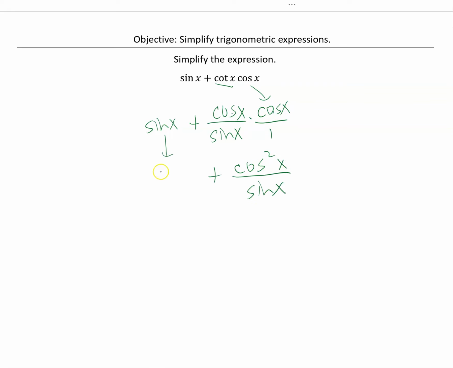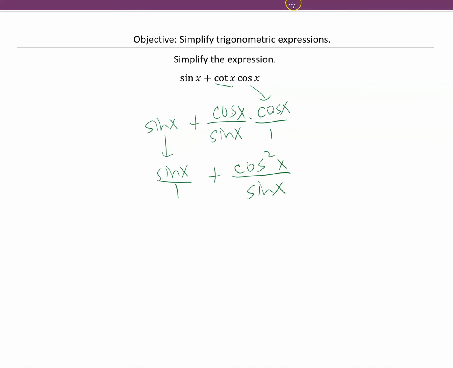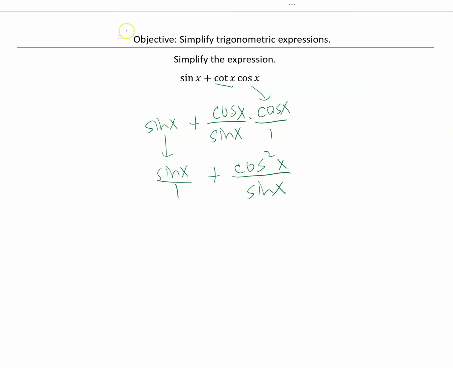Now this sine x has a denominator of 1. And so what we have here is basically like the sine of x acts like a whole number, and the cosine squared over sine is like a fraction. So we need a common denominator to combine these into a single expression. And so the lowest common denominator would be 1 times sine x, which is just sine x.